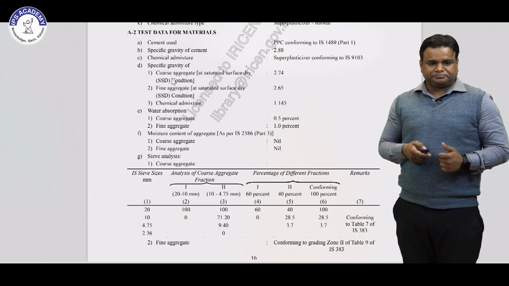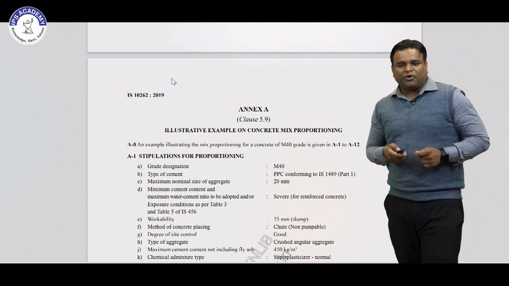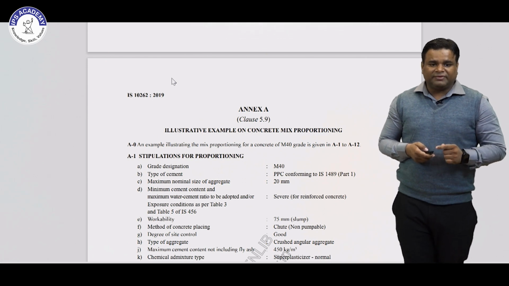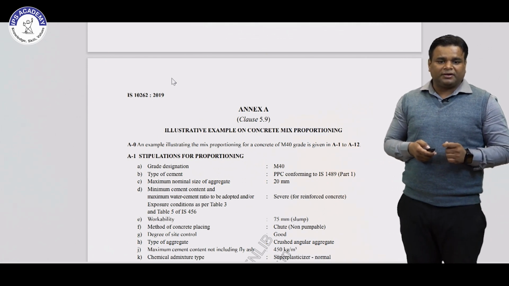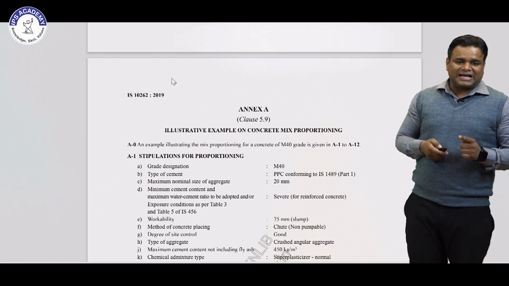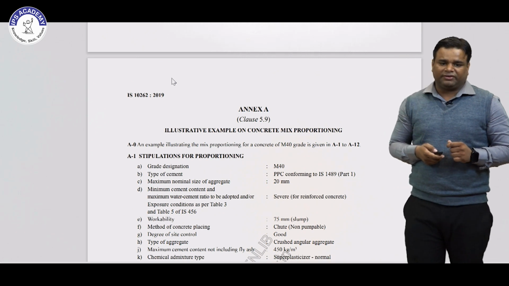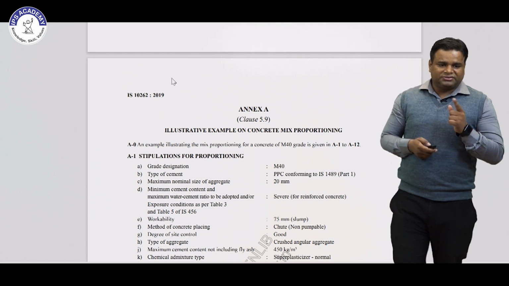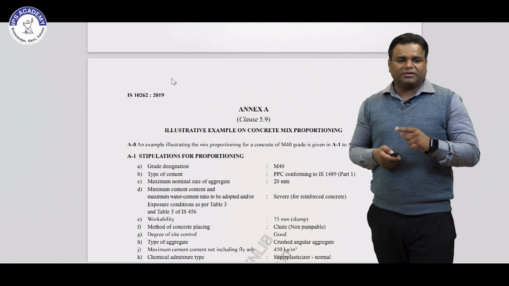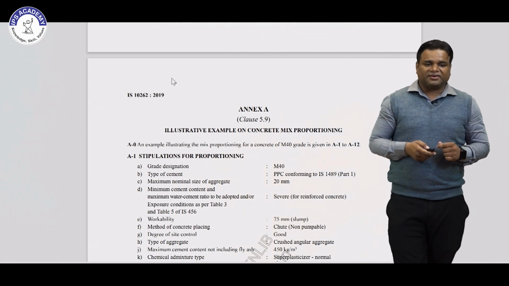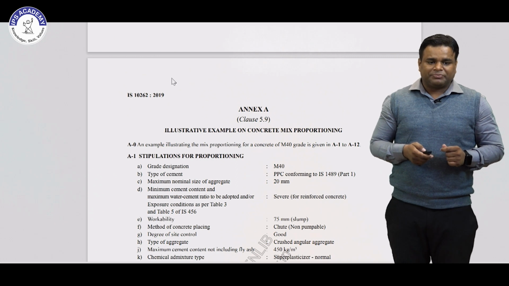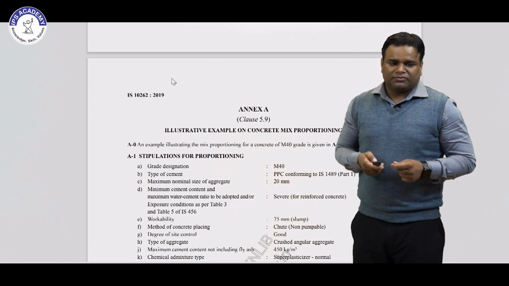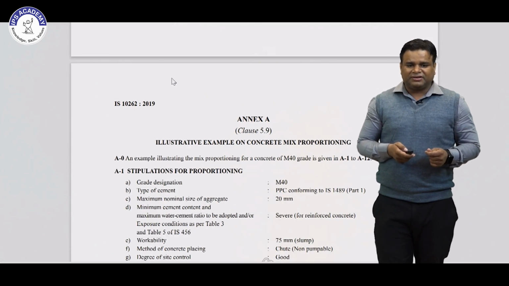These are the data given for grade M40: type of cement is PPC, maximum nominal size is 20 mm, and the minimum cement content and maximum water cement ratio to be adopted are for the exposure condition as per Table 3 and Table 5 of IS 456. Here a severe condition is given for the reinforced concrete. So we will see IS 456 for the minimum cement content and maximum water cement ratio. The next point is workability. The workability is a 75 mm slump.